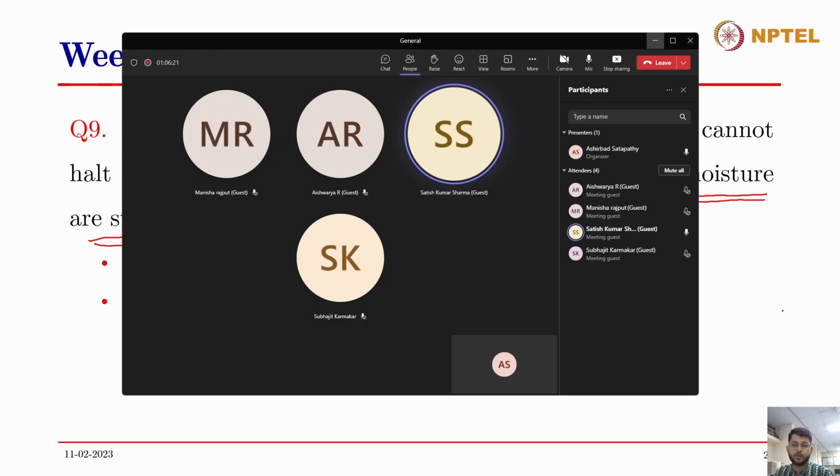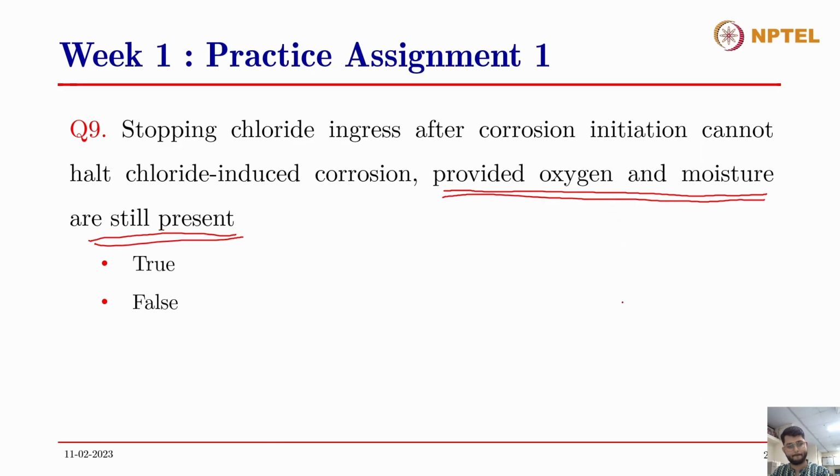Somebody else has joined, I guess, Subhajit Karmakar. Yes, Dr. Satish. Yes, it's true, because once chlorides are in, these will keep on interacting and the corrosion process is on. It cannot be stopped unless we go in for very special techniques like cathodic protection, etc. It cannot be stopped even if oxygen and moisture are there.